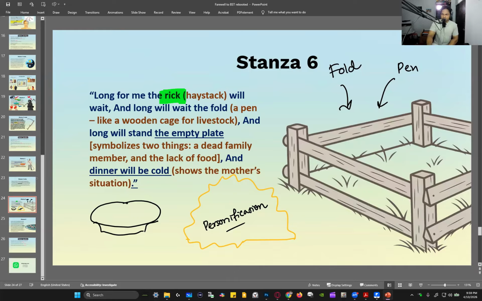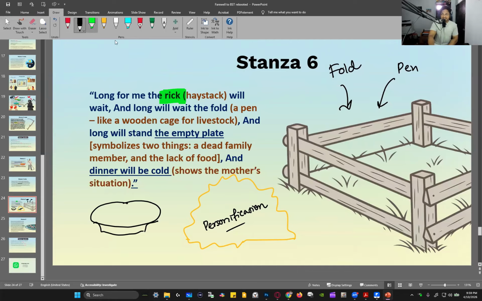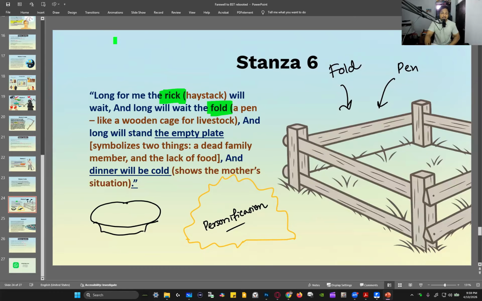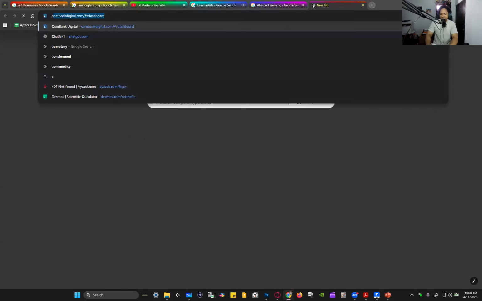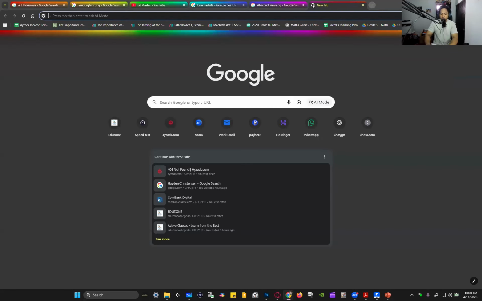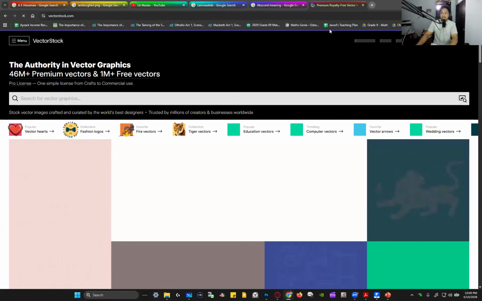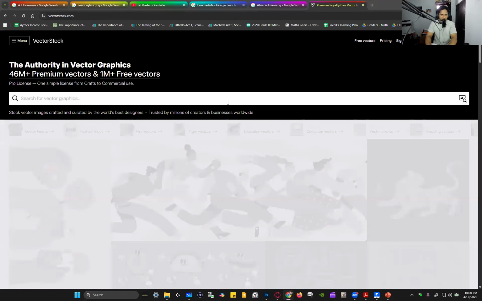Long for me the rick will wait, and long will stand the fold. What is the rick? A rick is a haystack. A fold is a pen. It is a wooden cage for cows and bulls and goats, livestock. And long for me the rick will wait, and long will wait the fold, and long will stand the empty plate, and dinner will be cold.